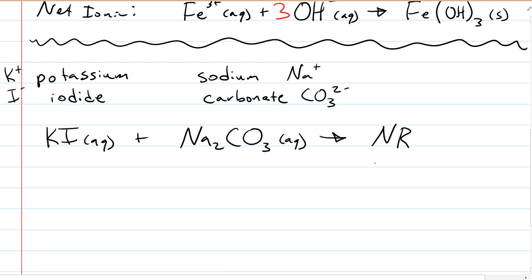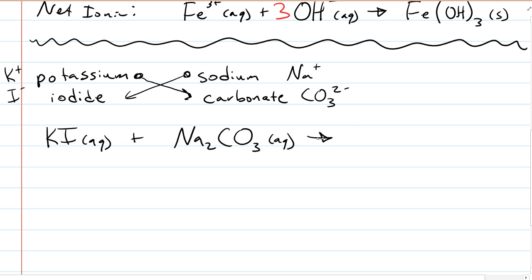But here's how we could have predicted it. First of all, let's say that we had written products down. If we had written products down, they would have been potassium carbonate and sodium iodide. In other words, if we wrote them out here, I'm going to try to stick these together a bit more.